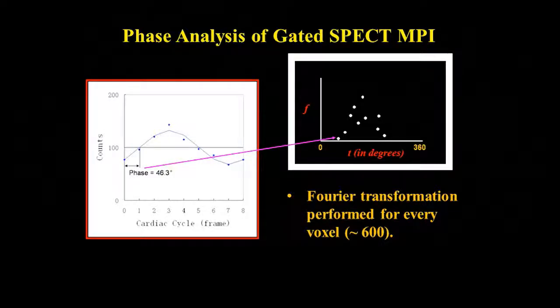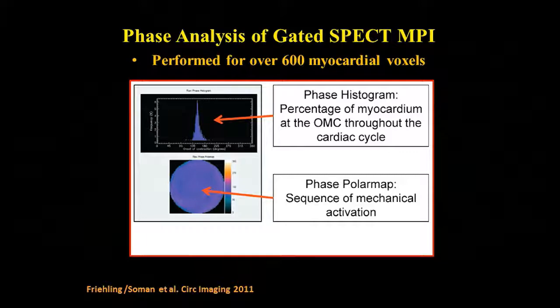So this is done for over 600 myocardial voxels, and we develop from that a phase histogram, which is a histogram representation of all the myocardial voxels contracting over the cardiac cycle. You can also represent that as a polar map that allows you to assess the sequence of mechanical activation: where does the activation start, where does it end, and if you segment your polar maps by 17 segments, you can identify the earliest sites to contract and the latest sites to contract, and that has clinical value, and I'm going to show that later.